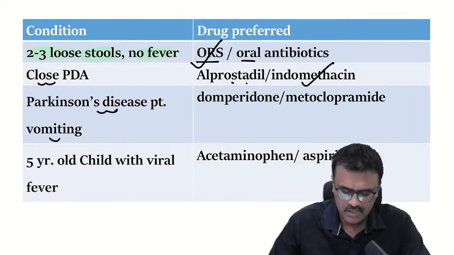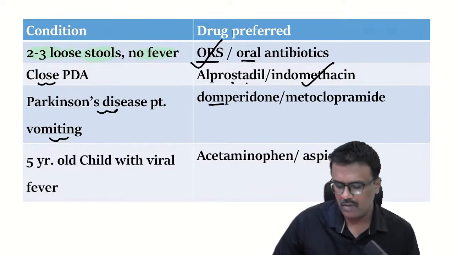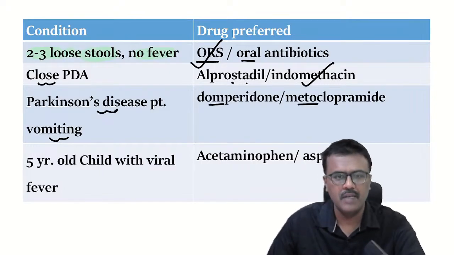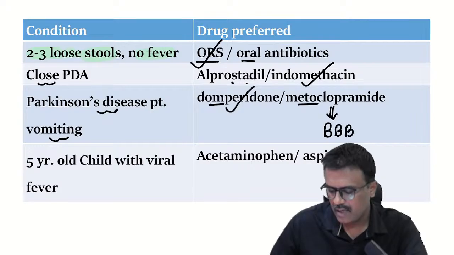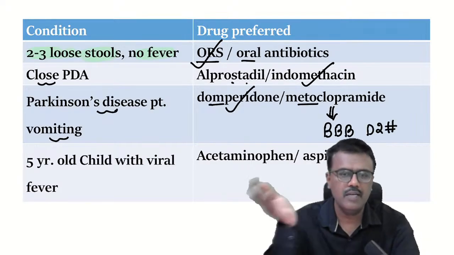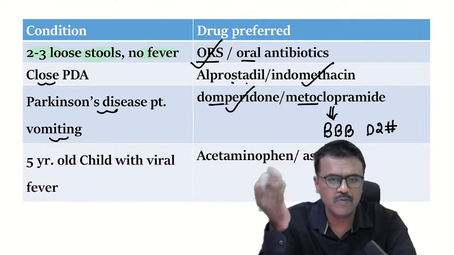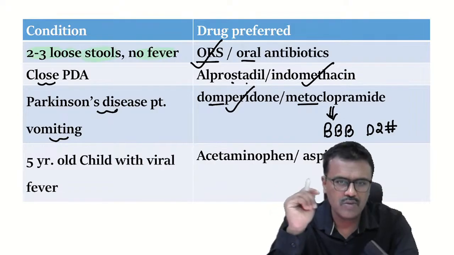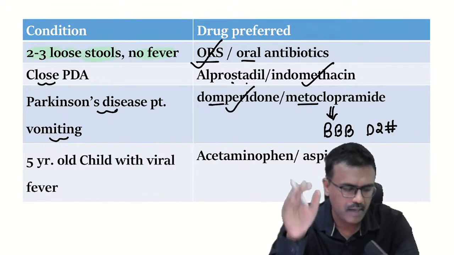Parkinson disease patient starts having vomiting. Will you give domperidone or will you give metoclopramide? I will give domperidone because metoclopramide crosses the blood-brain barrier and it blocks D2. What is the problem? Already he is a Parkinson disease patient. If you block dopamine in the brain, the symptoms worsen. So what should I give? Domperidone because it doesn't cross the blood-brain barrier. That's why.